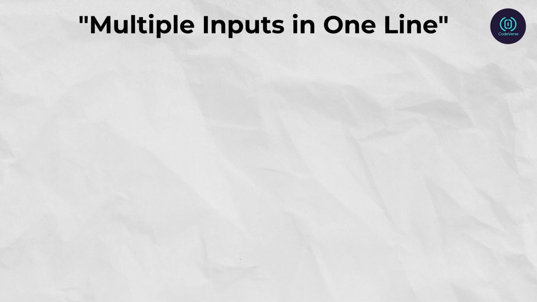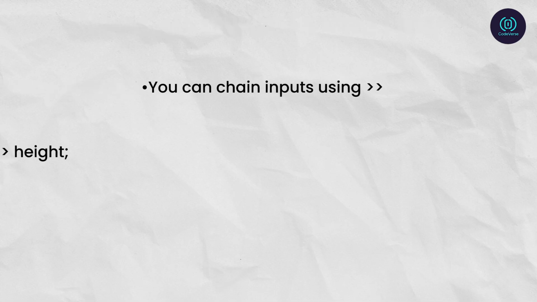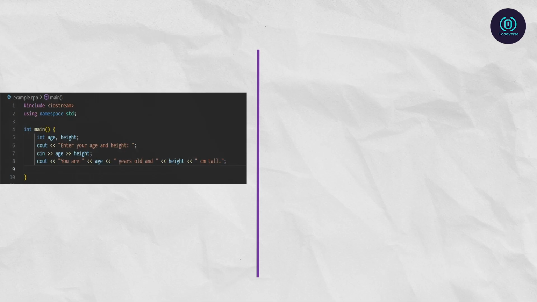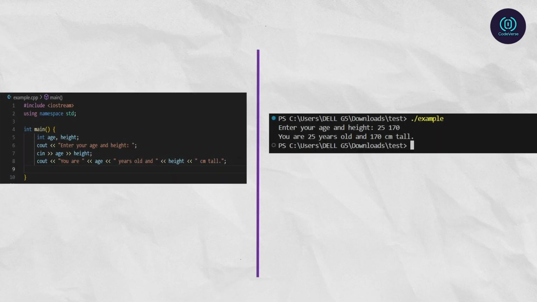So far, we've used cin to get just one value from the user. But what if we need multiple inputs, like age and height, or two numbers to add together? C++ allows you to read multiple values in one line using cin by chaining the input operators. Let's see a quick example. Imagine we want the user to enter their age and height. We can write cin >> age >> height. This tells C++ to wait for two inputs, separated by a space or new line. The user could type 25 and 170, and both values would be stored in the variables in order.